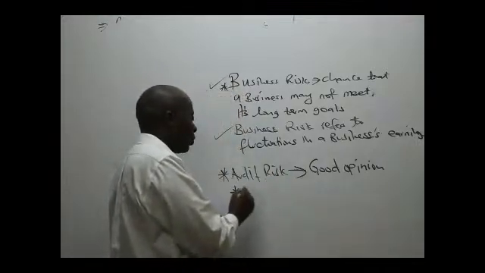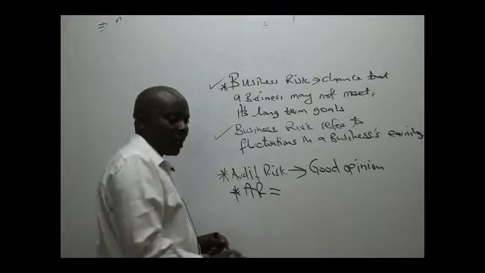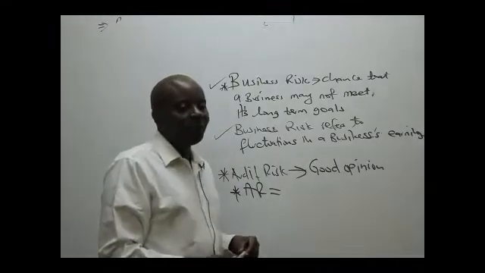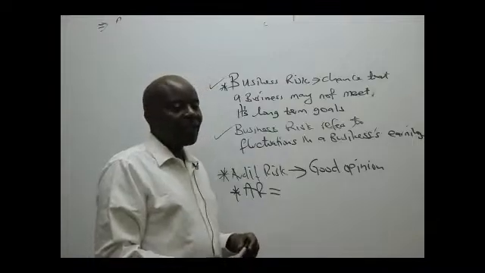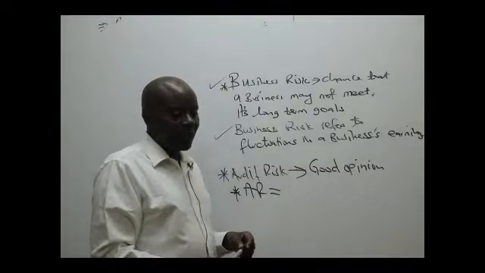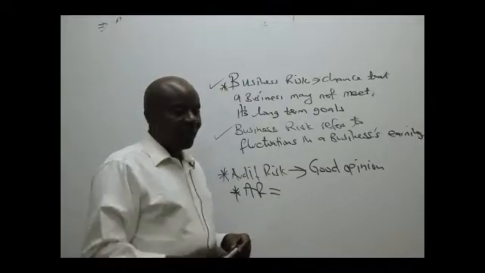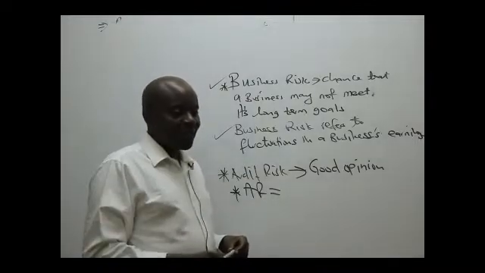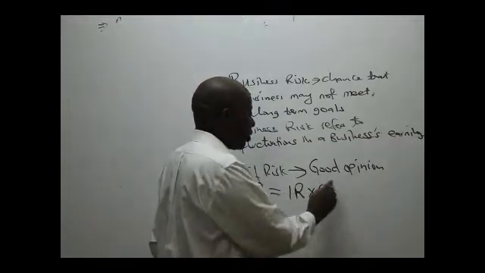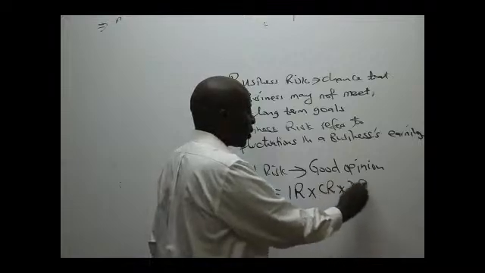As a quick recap of what we were doing in our last class, could you kindly, ladies and gentlemen, give me the components of audit risk? There are three. We have IR, inherent risk, we have the control risk, and then we have the detection risk.